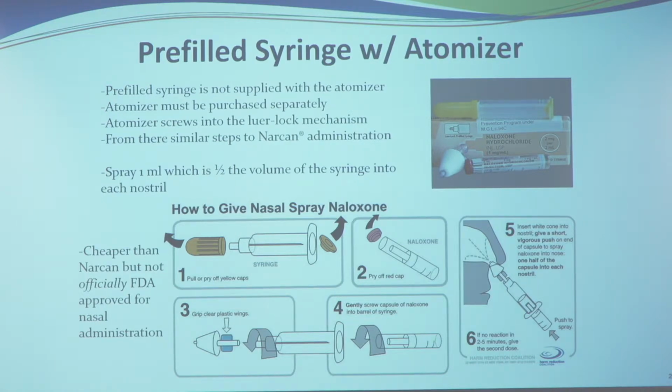Biggest difference here, same drug, same chemical entity, it's just this was never approved by the FDA to be given this way, but the FDA is not saying anything about it. They've approved the device, the atomizer, but not the actual delivery system. Just a little bit of a caveat. Big difference here, though, is you only give half each time. So the first nostril, you're going to give half the syringe. The other nostril, you give the other half of the syringe. And that's a complete dose of naloxone when you administer it.